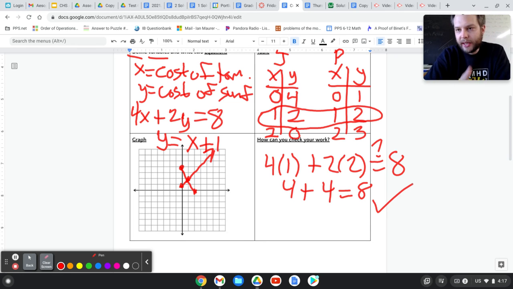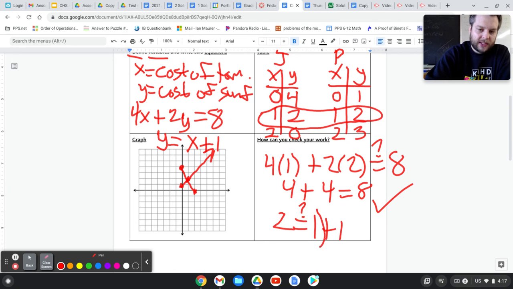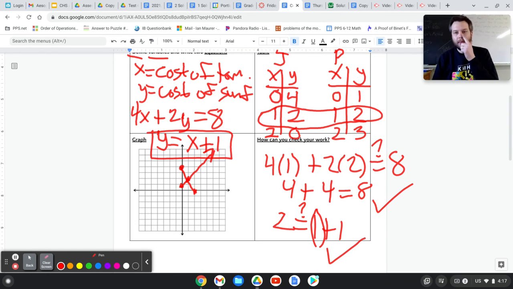Check. Not done checking. We've only checked that 1, 2 is a solution to Jalen's equation. It's a system of equations that we care about, so we need to double check that it works. That 2 is equal to 1 plus 1, because I substituted into Persephone's equation 2 for y, 1 for x. I hope we all agree that 2 is equal to 1 plus 1, so we know that we found the solution to the system. Okay?